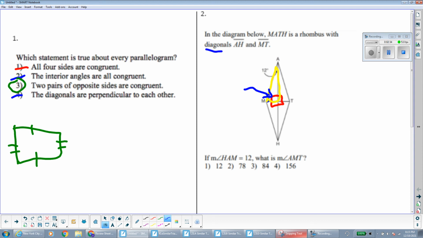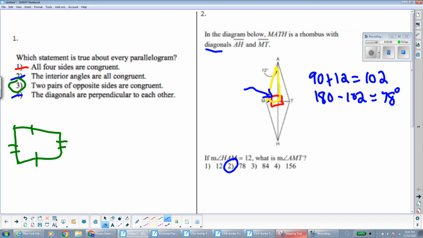So I'm going to add up 90 and 12. That gives me 102. And if I do 180 minus 102, I get 78. So once again, in this triangle, I know 2 angles, the 90-degree angle and the 12-degree angle. When I add those up, I get 102 degrees. Since all 3 angles of a triangle add to 180, 180 minus 102 gives me 78 degrees, which is the measurement of the missing angle over here, angle AMT.